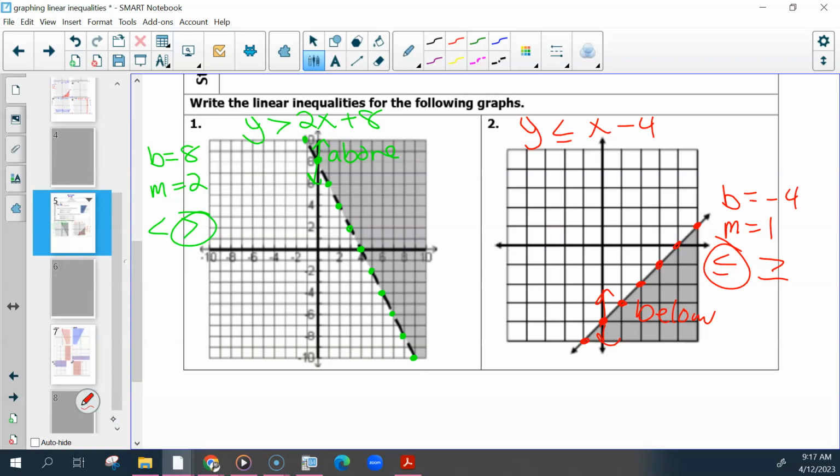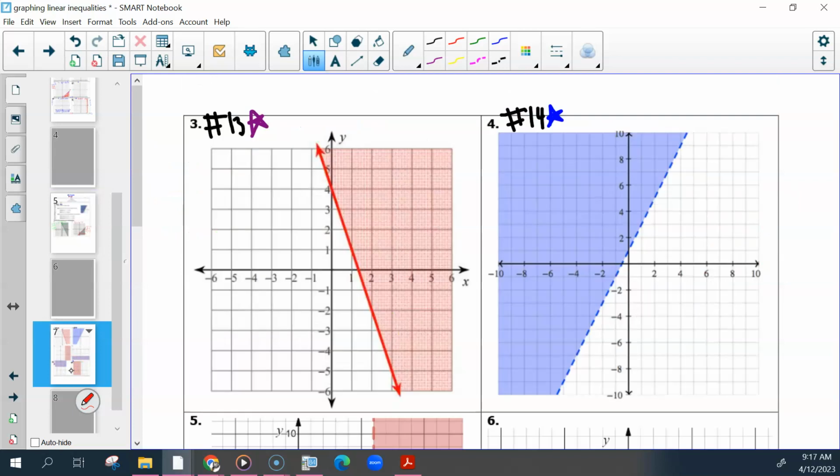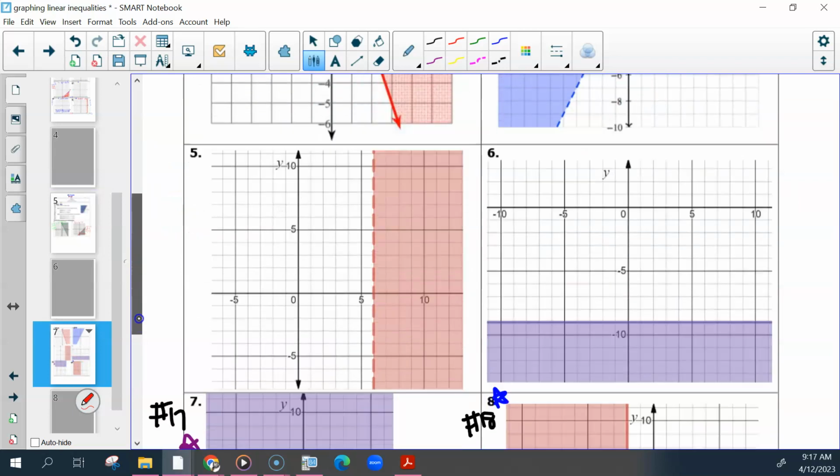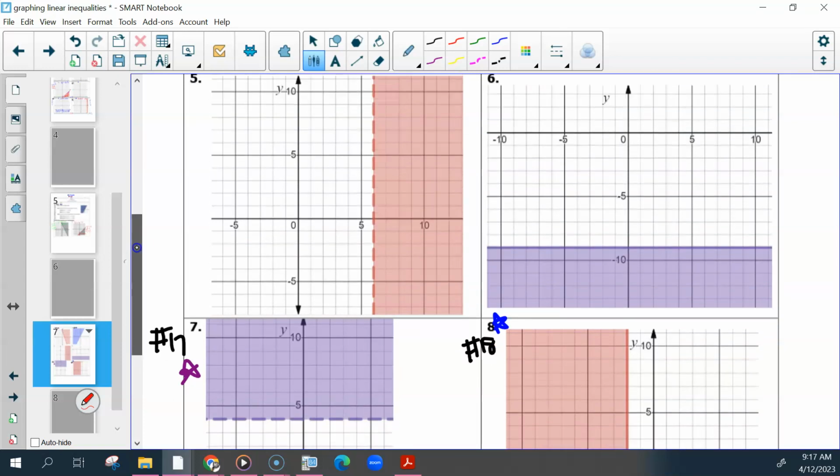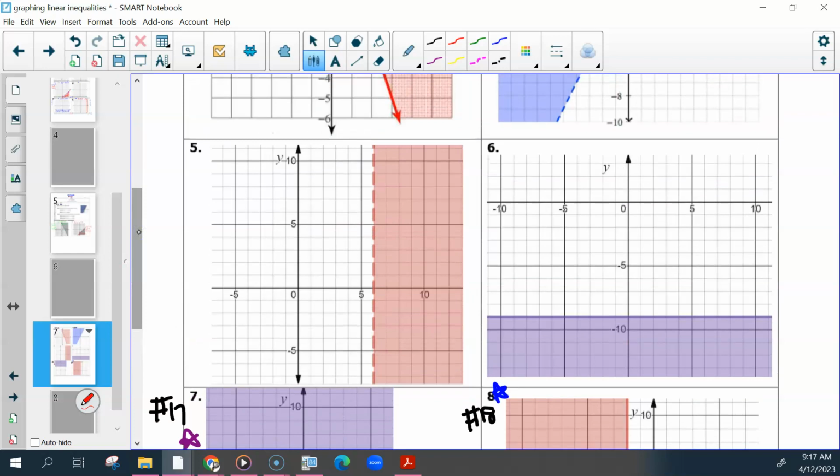And go on to the next page. We're going to do a y and an x. So I'll let you guys choose, 5 or 6. 6, and then we'll do 8.